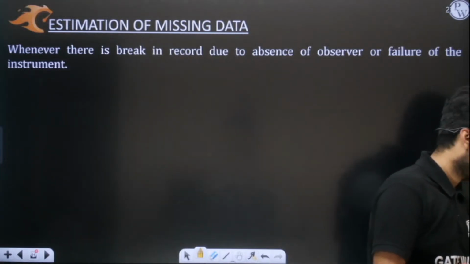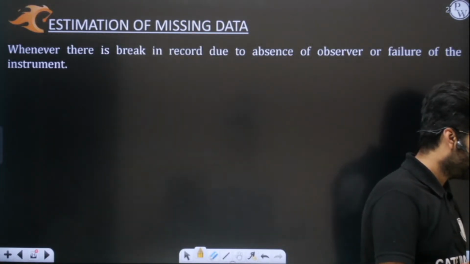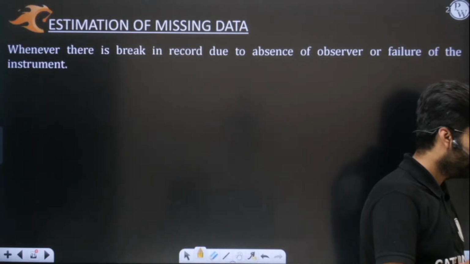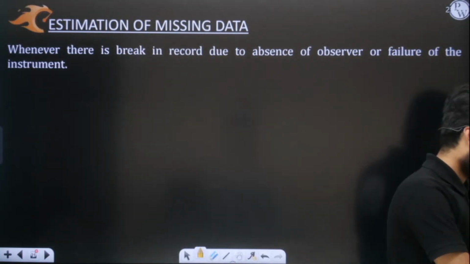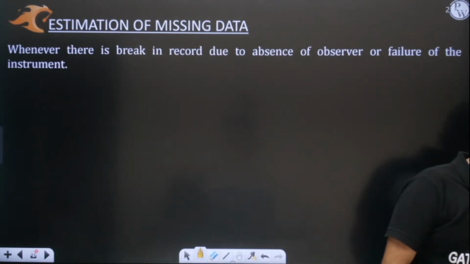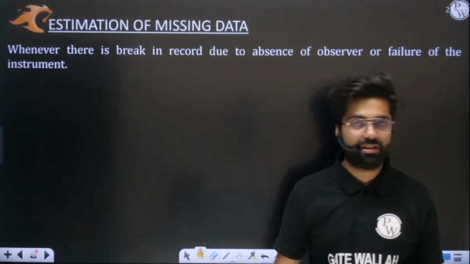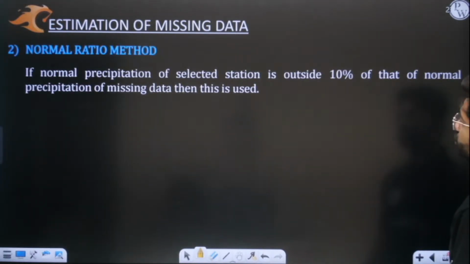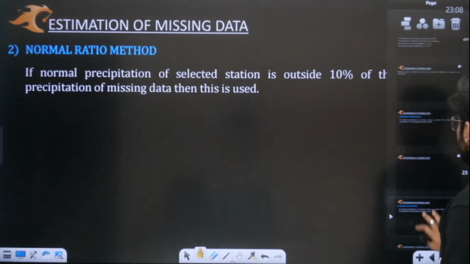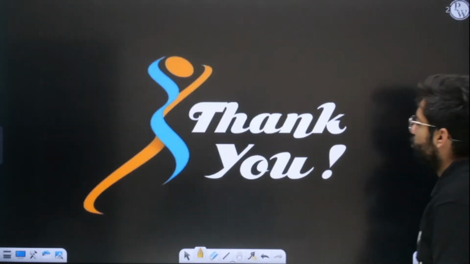Sir, which one gave more accurate data between these two? See, there the question is not of accuracy, but yes, if you talk of more accurate, then arithmetic mean and normal ratio method gives you the more accurate data. Okay, so we are ending here today, and in the next class we'll discuss estimation of missing data.